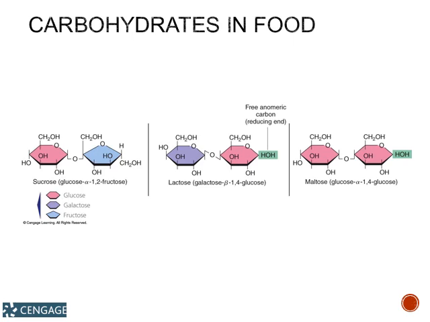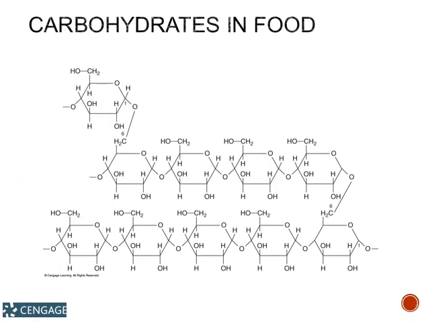Here are the chemical structures of the disaccharides. This is the chemical structure of glycogen. Glycogen is a series of glucose molecules.